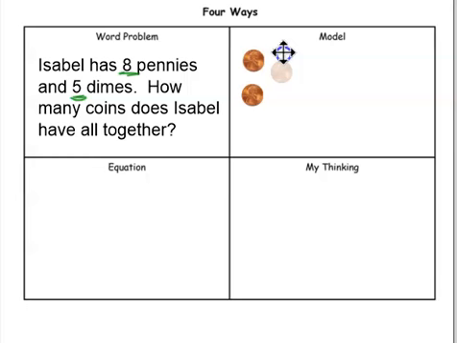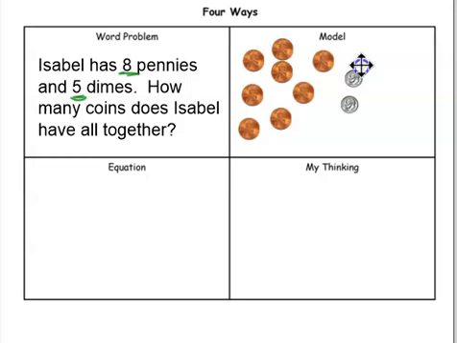1, 2, 3, 4, 5, 6, 7, 8. And how many dimes does Isabel have? That's right, she has 5. 1, 2, 3, 4, 5.